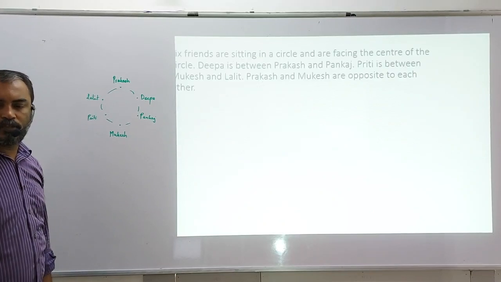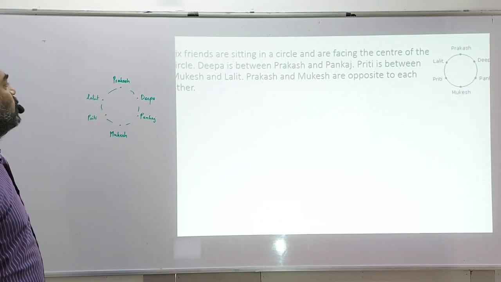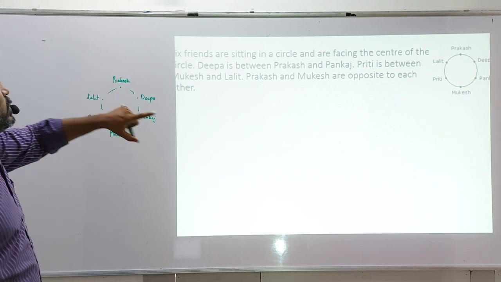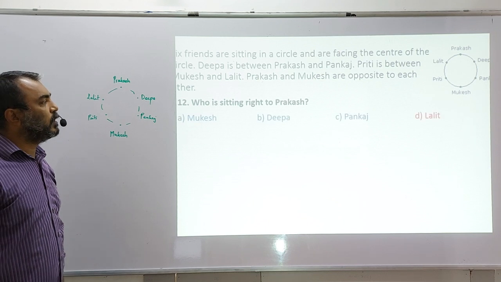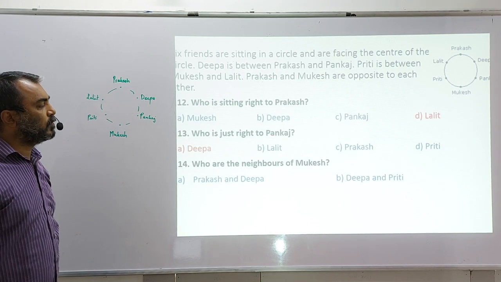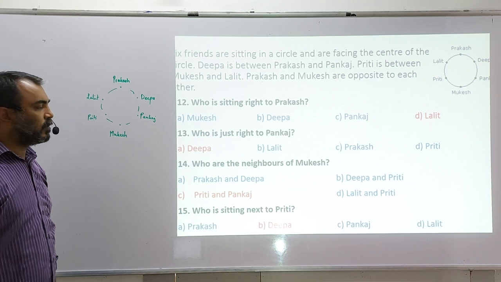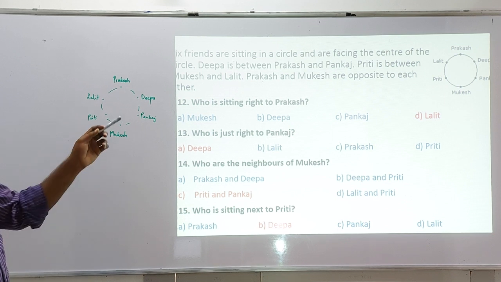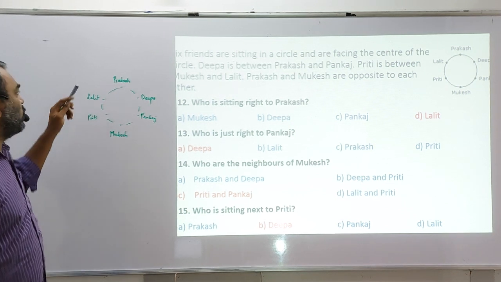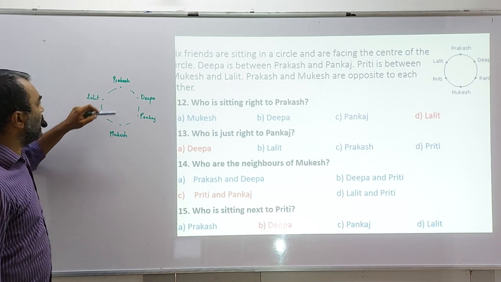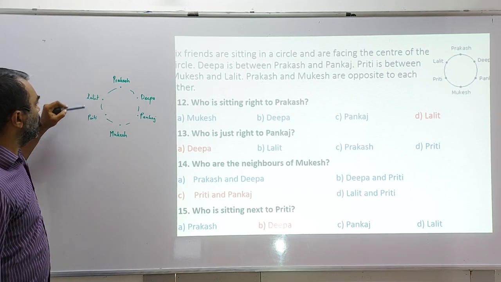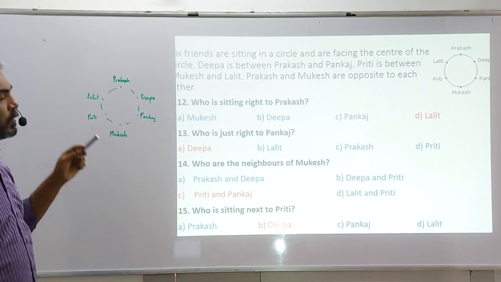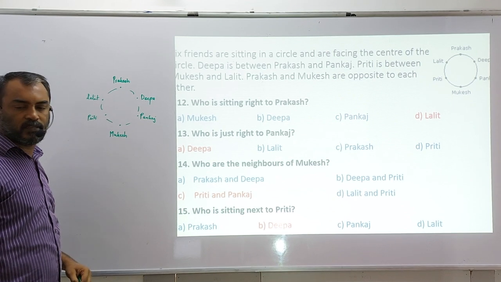Now we check our positions. Is our diagram correct? Prakash and Mukesh, Deepa and Pankaj, Lalit and Preeti. So the diagram is correct, so obviously the answers will be correct. Now this had very few instructions, but I told you what we did. Prakash and Mukesh we placed, but I could place Deepa and Pankaj over here, Lalit and Preeti over here. But depending on the options, I kept this position because it satisfies all the instructions that we have.